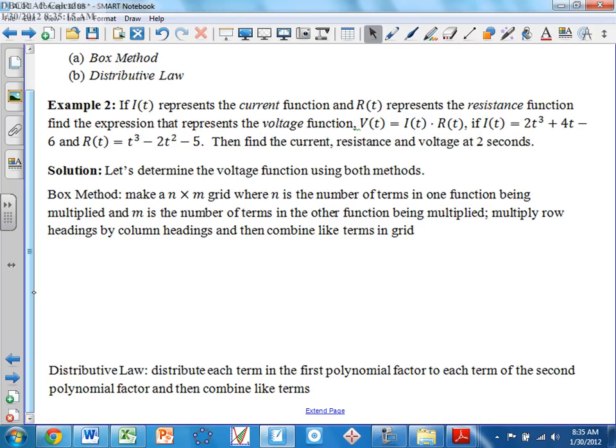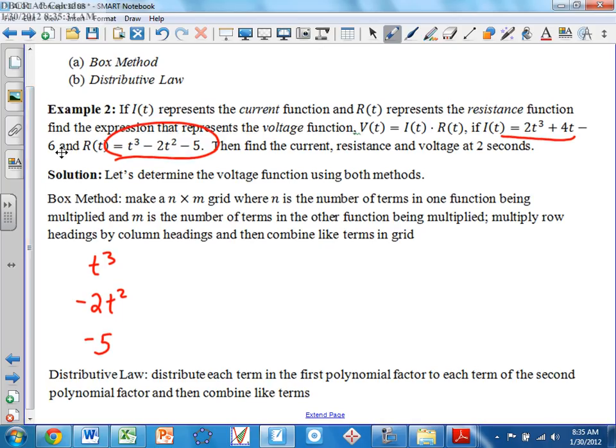So, many of you have seen this before, so I'm going to make a grid like this. I'm going to say t to the third here, negative 2t squared here, negative 5 here. Again, that's my resistance function. Along the headings, I'm going to use my current function. So I'm going to have 2t cubed, 4t, and then a negative 6. And again, I have box method now.